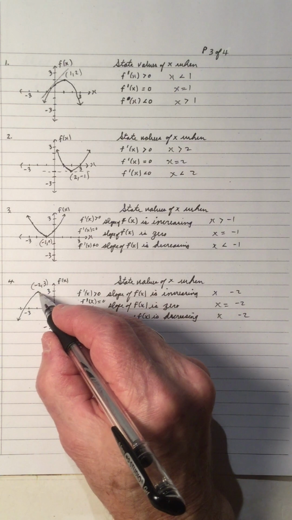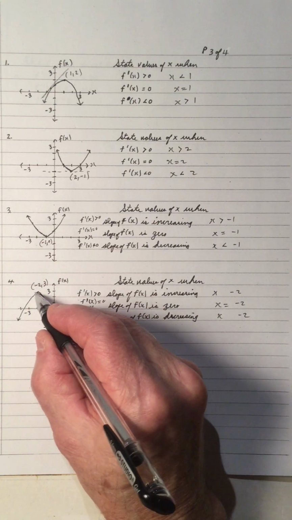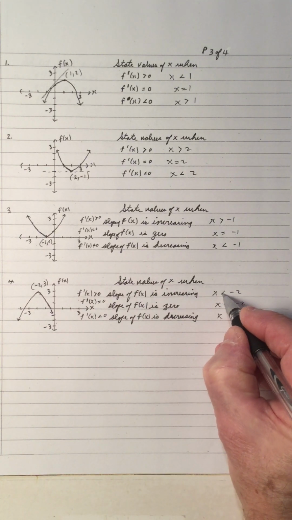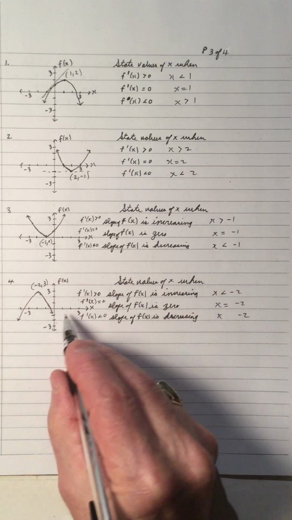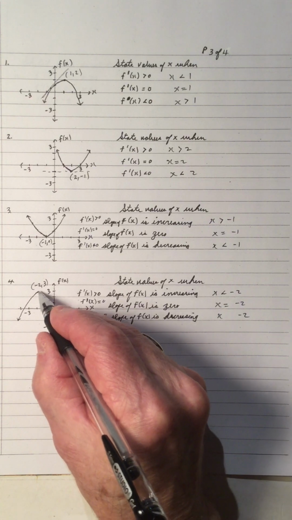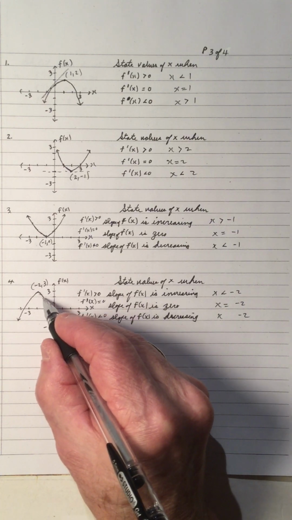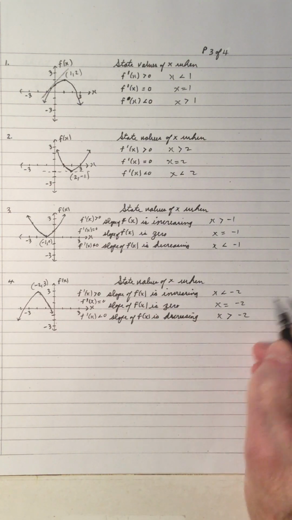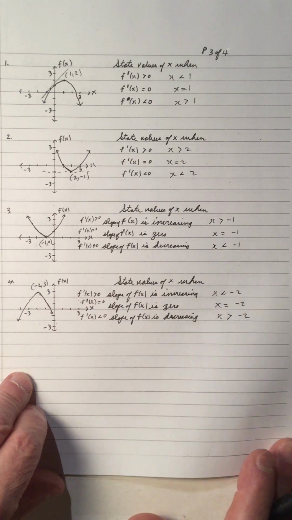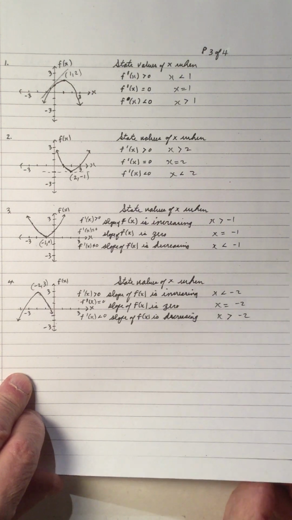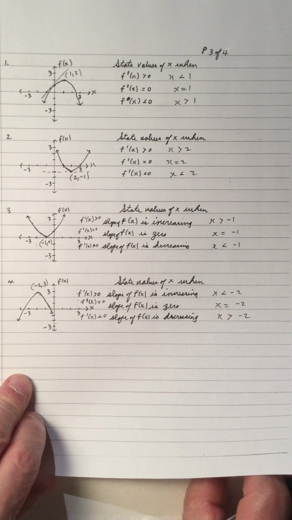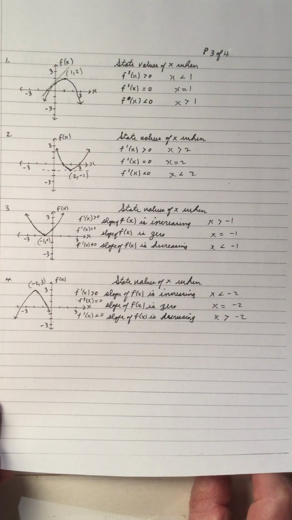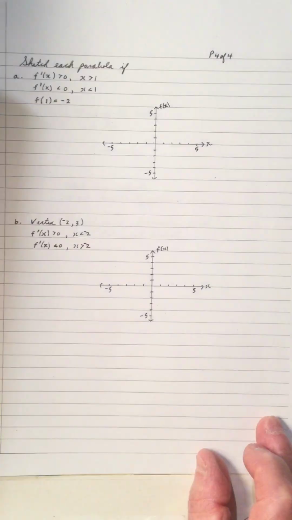It's increasing on this interval, so that's when x is less than negative 2. And right here is decreasing. Decreasing, the slope of the tangent is negative, is when x is on this side, greater than negative 2. So we got that increasing is when the derivative is greater than 0, decreasing when the derivative is less than 0. And the derivative equal to 0 means the slope of the tangent is 0.